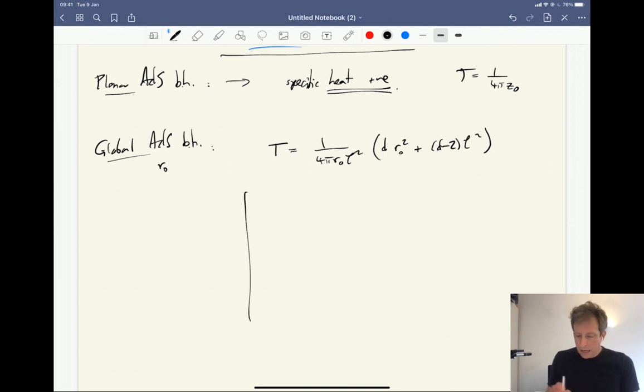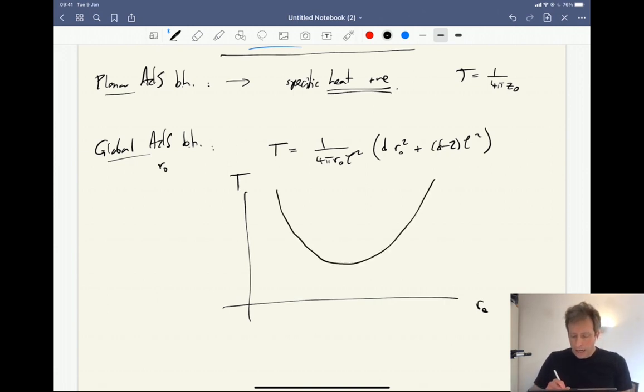and that gives you this more interesting bulk physics. And if I plot T against R0, you find that actually there's a minimum temperature for these black holes. And if you do the calculations in the problem sheets, hopefully you can see that this minimum temperature is related to the AdS scale by some factor depending on dimension.